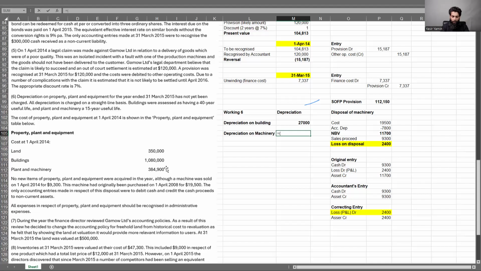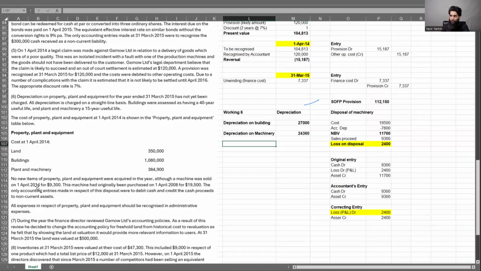The value of plant and machinery is 384,900, guys. One item with a cost value of 19,500. Remember, this is the straight line method, so cost divided by life. So 384,900 minus 19,500 is a must, because this 19,500 item was sold on 1st April 2014, the first date of the year. So it wasn't used during the year. No depreciation on it. Common sense. Divided by not 40, but 15 years. Make sense? Is it clear to everyone?